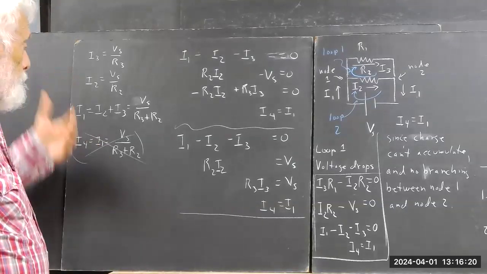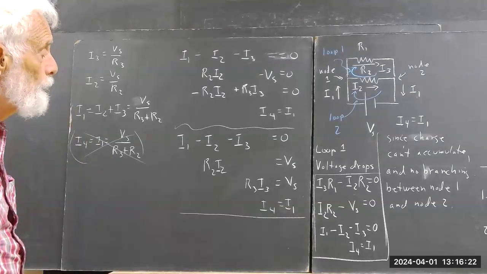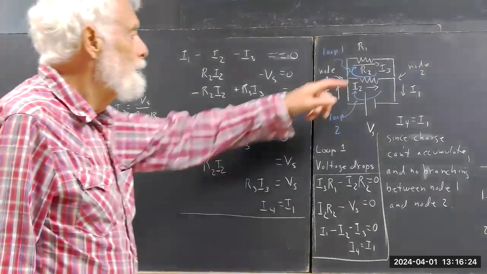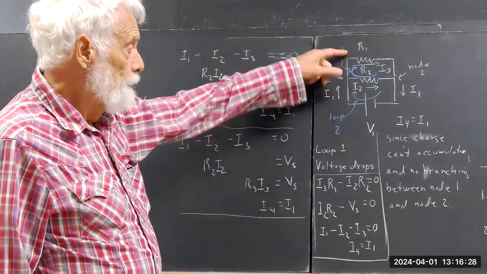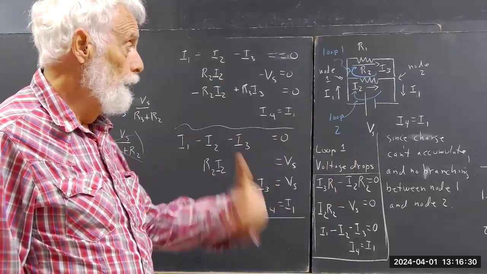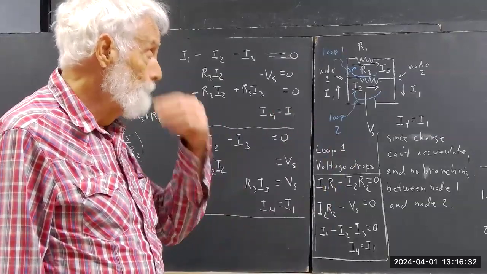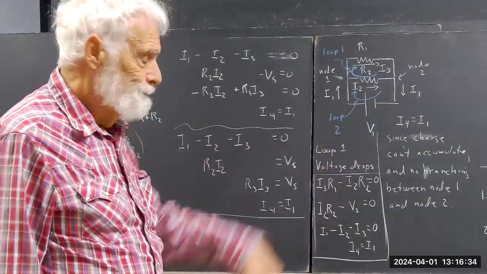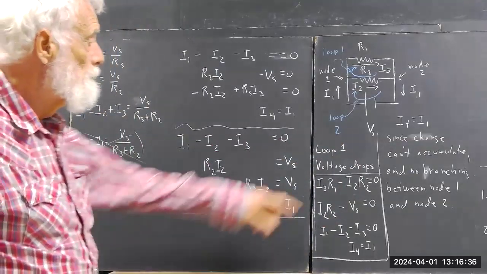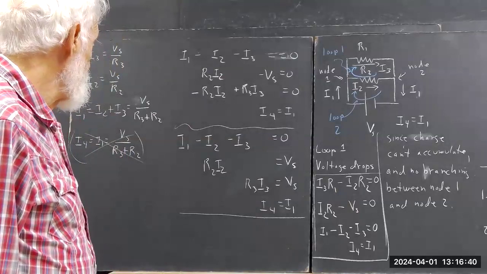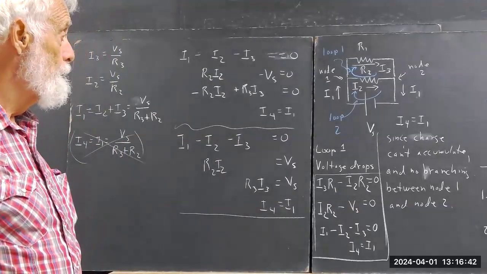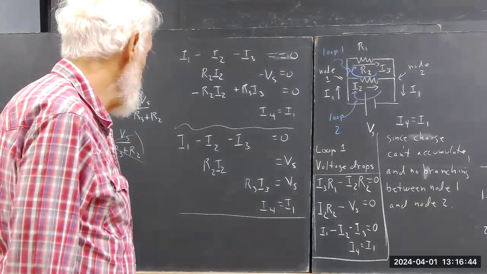And that's going to be consistent with what you get if you use the rule for parallel resistances. The total resistance there is R1, R2 over R1 plus R2. And you divide VS by that resistance. And you get the current.